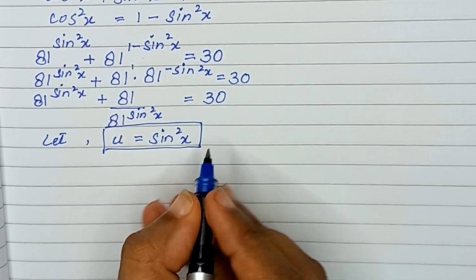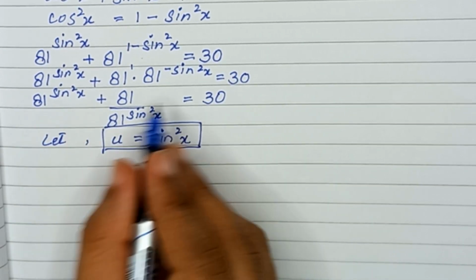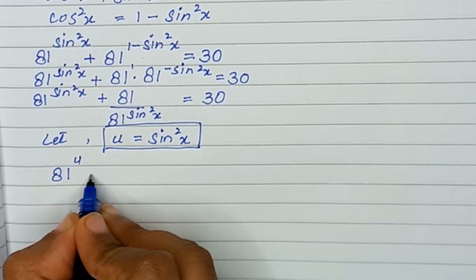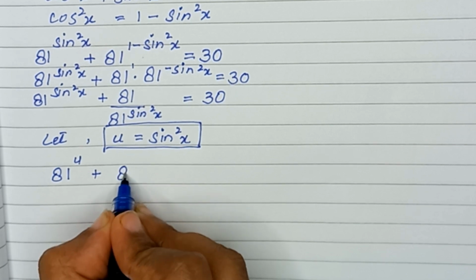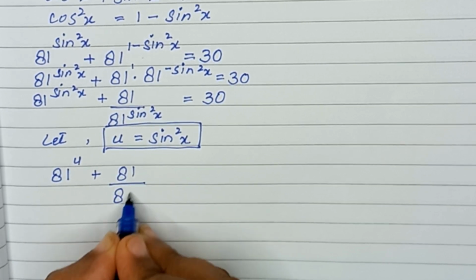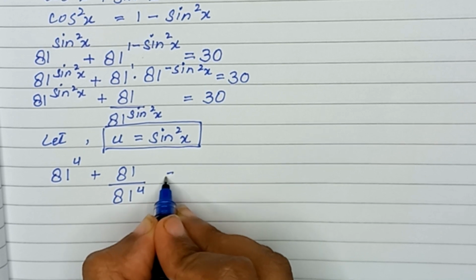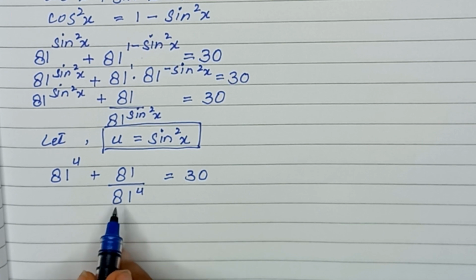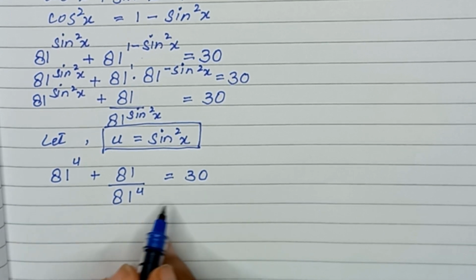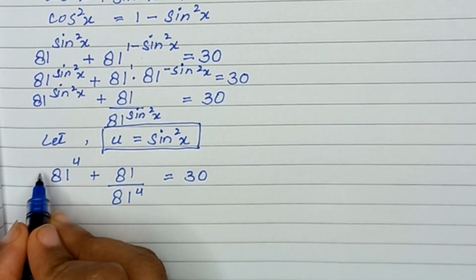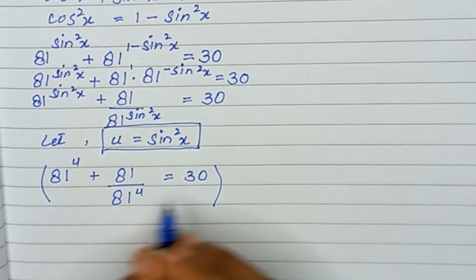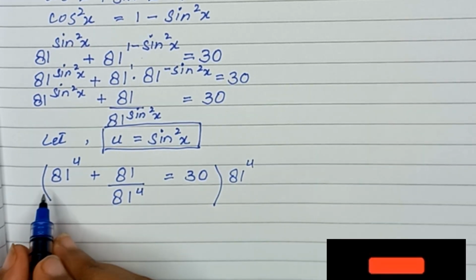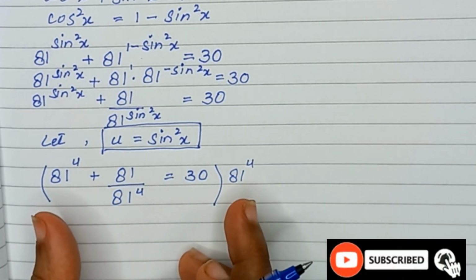We have supposed that u is equal to sine square x, so the above equation will become 81 raised to the power u plus 81 divided by 81 raised to the power u, which is equal to 30. To remove this denominator, we will multiply the whole equation with 81 raised to the power u. So it will become 81 raised to the power u and 81 raised to the power u.